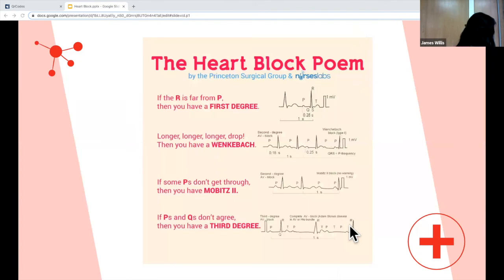We can't have a block one without the block poem. Very nice. Any questions? Yes.